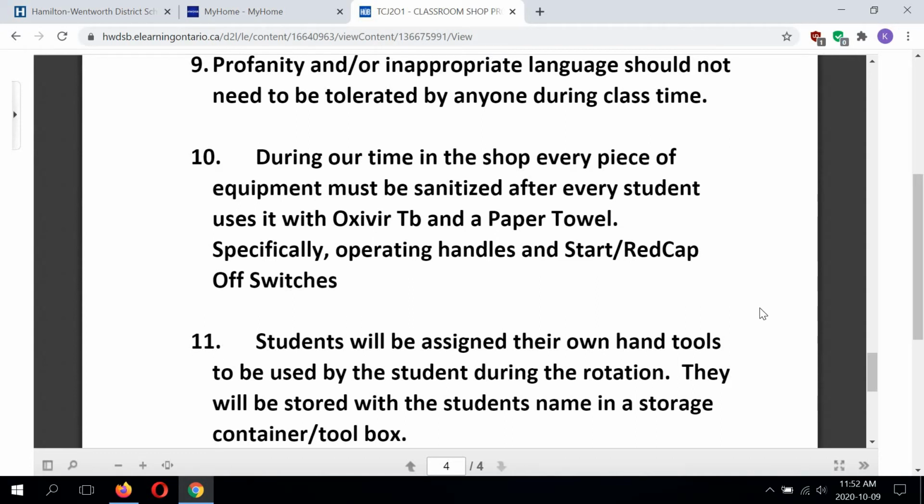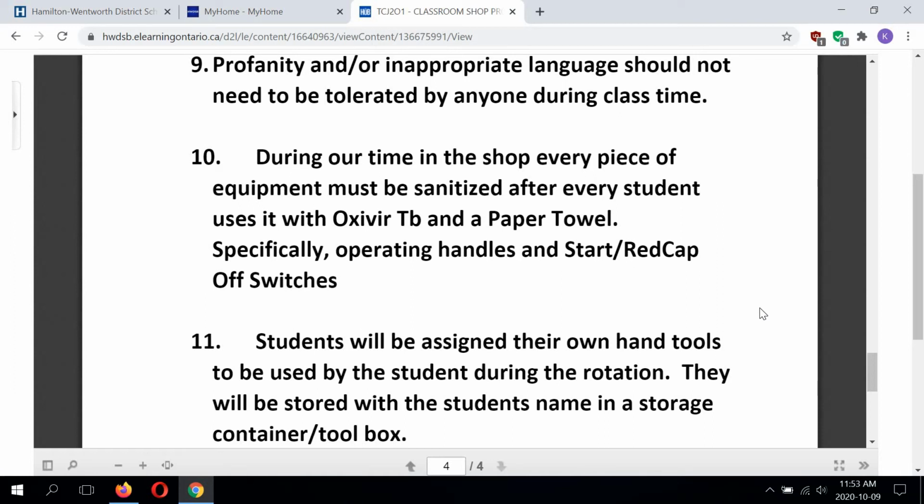Number 10, during our time in the shop, every piece of equipment must be sanitized after every student uses it with Oxivir TB and a paper towel. Now, Oxivir is the cleaning solution that is supplied by the board. This is what we're supposed to be using to clean materials and equipment that are shared in the classroom.